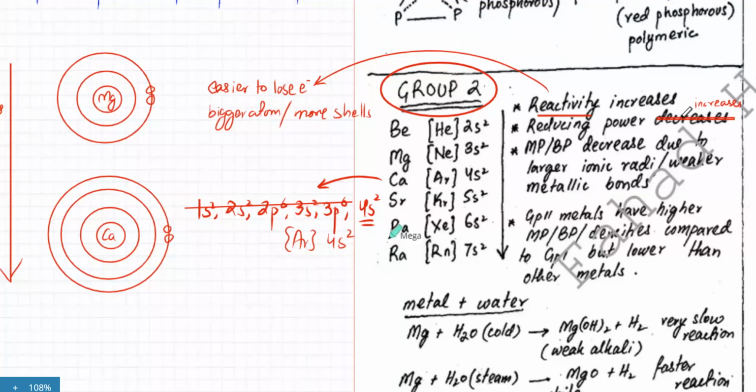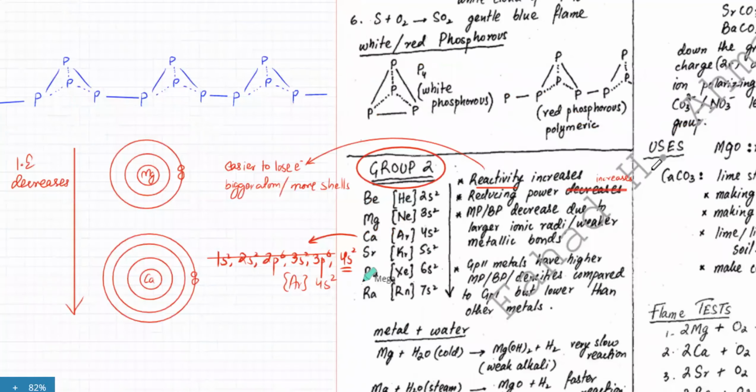अच्छा, तो ये correct कर लेना. Decreases की बजाय it's going to be increases. अच्छा, then the melting boiling points decrease due to larger ionic radius. We did discuss this earlier as well during metallic bonding that bigger ions will have a lower charge density. They'll have a bigger ionic radius, so they will have a lower charge density. They're not going to attract each other very strongly. So we did this in metallic bonding.